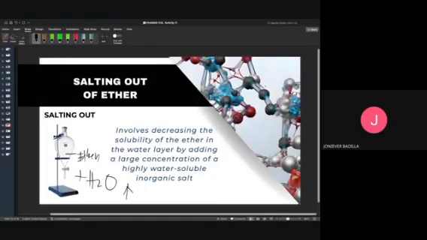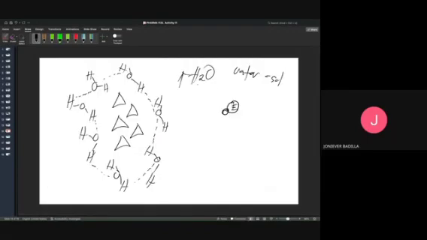after forming a homogeneous mixture of your ether and your water, let us try to recover the ether component. How is that possible? Again, we utilize what we call sodium chloride. If we incorporate NaCl, a highly water-soluble inorganic salt, recall that sodium is positive and chloride is negative, the sodium and chloride ions, respectively positive and negative.